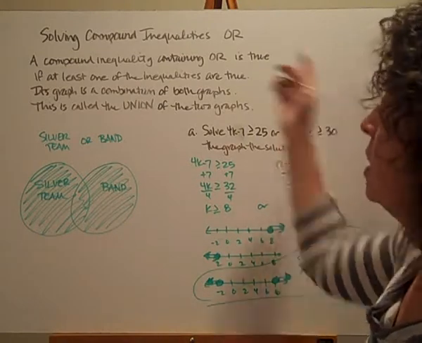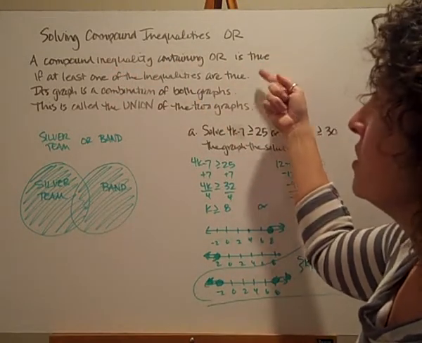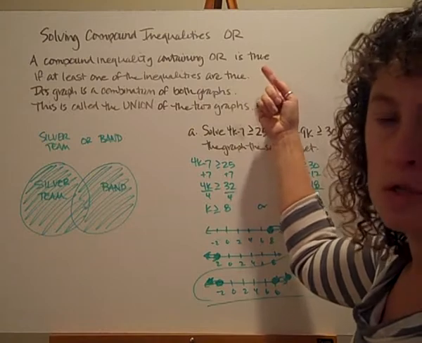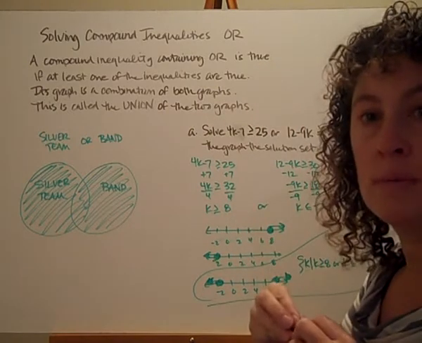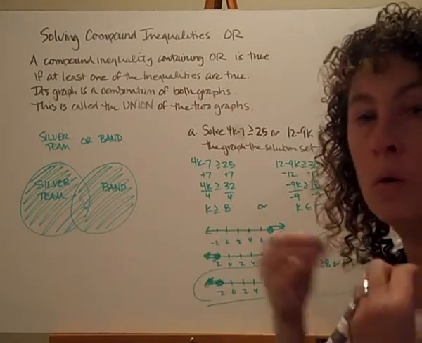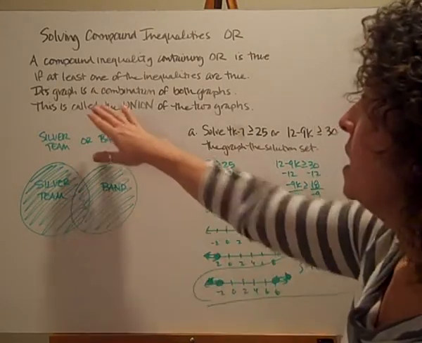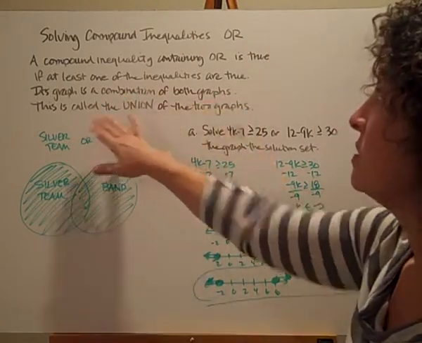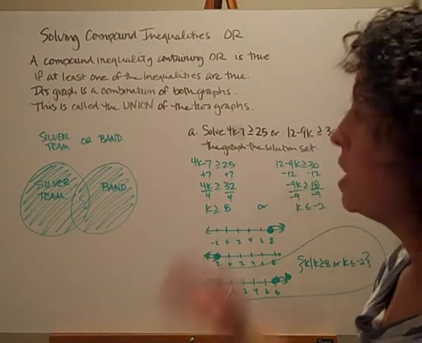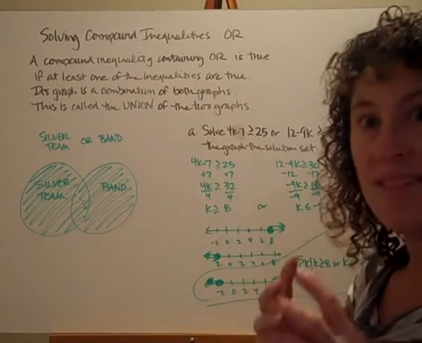Let's talk about "or." A compound inequality containing "or" is true if at least one of the inequalities is true. So it doesn't have to be that both are true at the same time. It only has to fit one or the other to be part of the solution set. Its graph is a combination of both graphs. This is called the union of the two graphs. So I'm taking the two sets and putting them together.